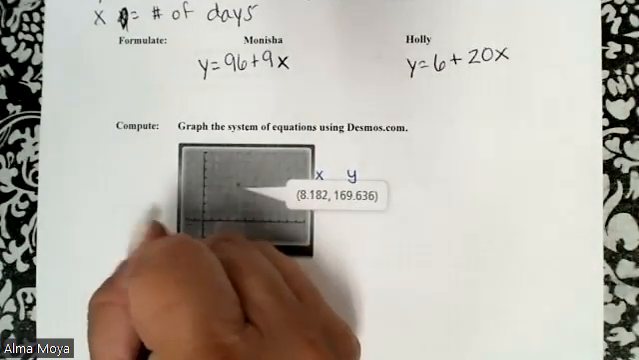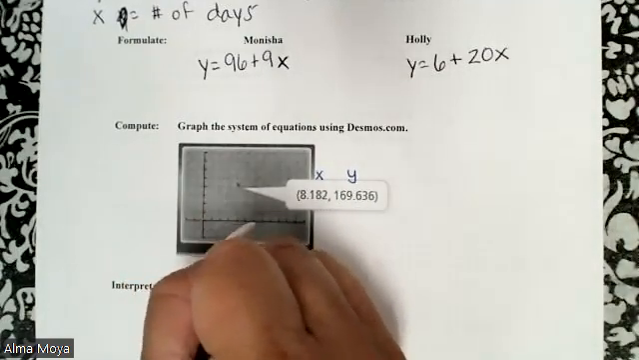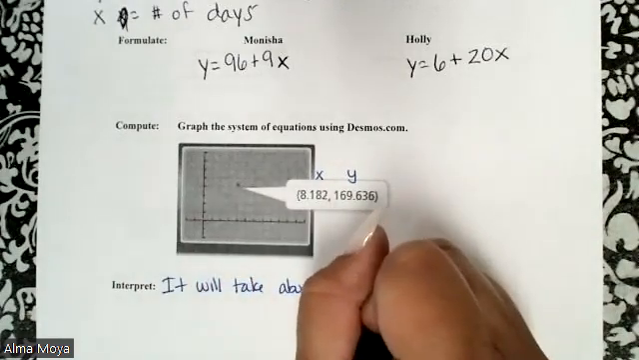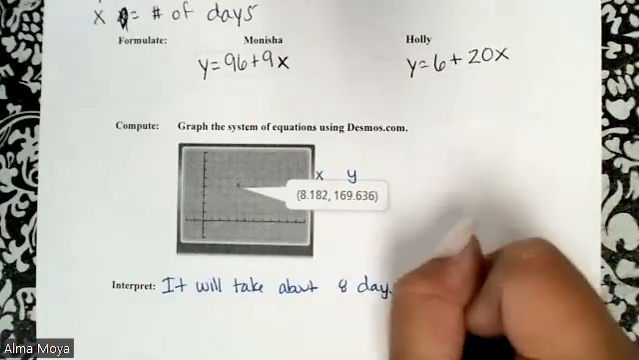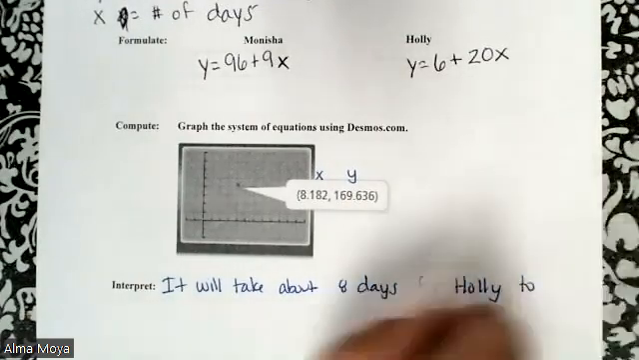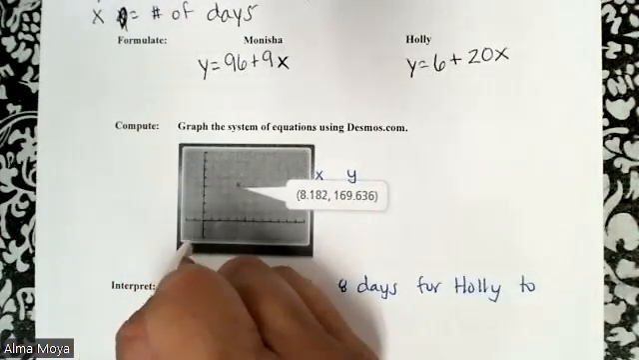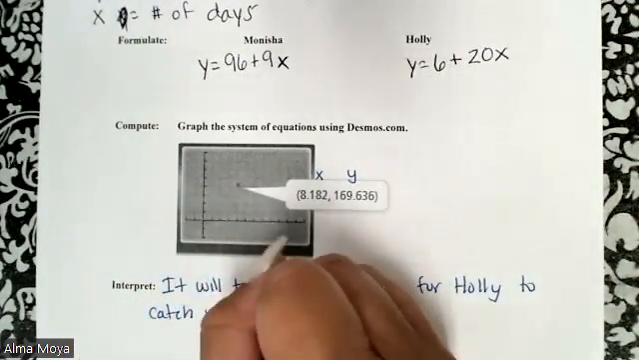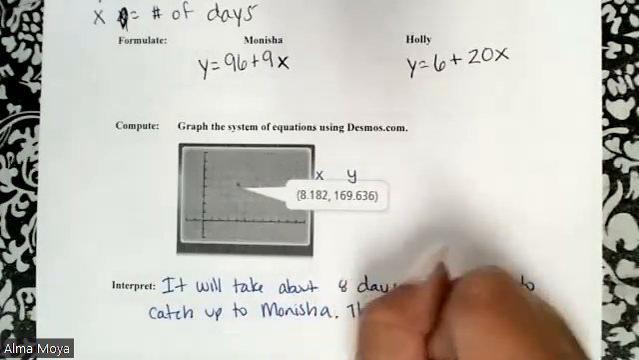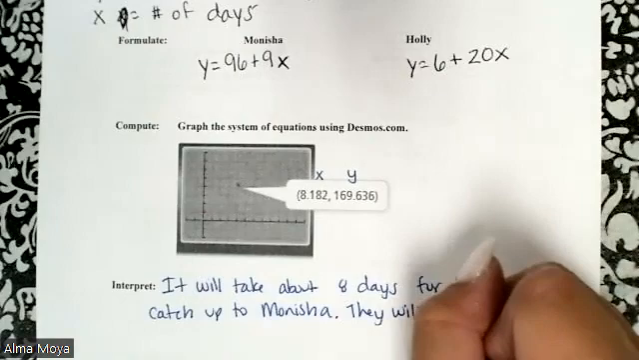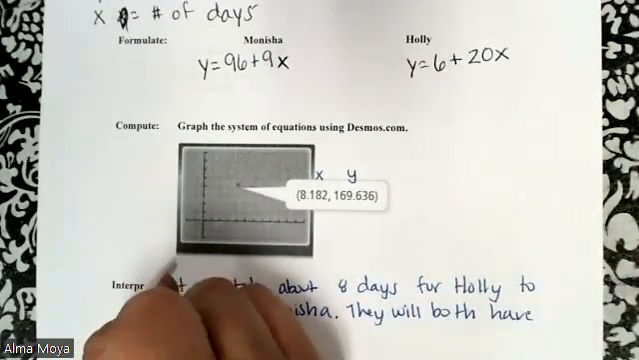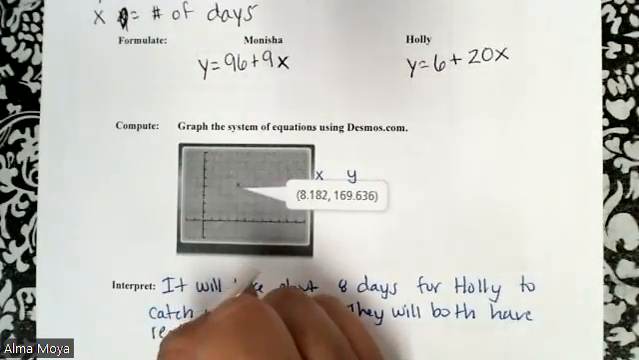So right here, it will take about 8 days for Holly to catch up to Manisha. They will both have read about 170 pages.